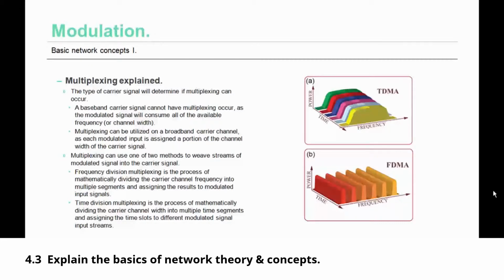Multiplexing can use one of two methods to weave streams of modulated signal into the carrier signal. There's frequency division multiplexing. This is the process of mathematically dividing the carrier channel frequency into multiple segments and assigning the results to modulated input signals. Then there is time division multiplexing. This is the process of mathematically dividing the carrier channel width into multiple time segments and assigning the time slots to different modulated signal input streams.